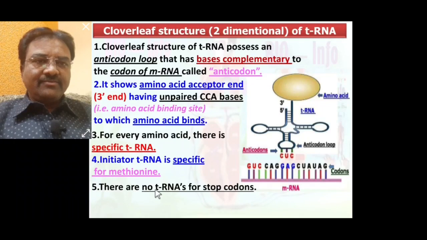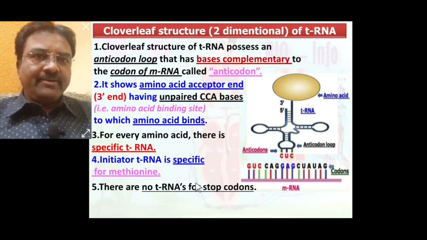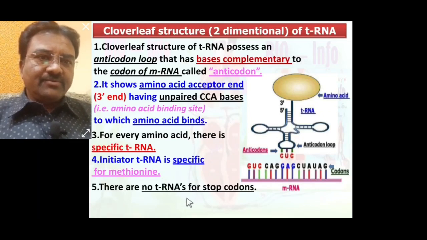There is no tRNA for stop codon. Why? Stop codon has no tRNA because a stop codon, or termination codon, does not specify any amino acid. So stop codon or termination codon has no tRNA.